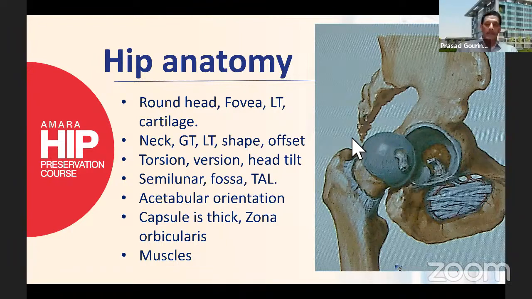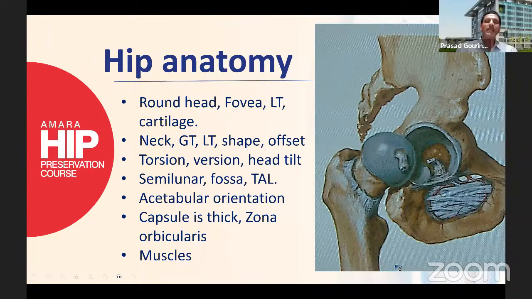The capsule also has a constriction called the zona orbicularis. The function of the capsular constriction is to stabilize the head. It resists distraction of the hip when you pull on it. So it stabilizes initially. And then you know the muscles all around. The important ones for hip function are the abductors. We don't have good abductors. Even native hips don't work very well, but total hips definitely will not be stable.